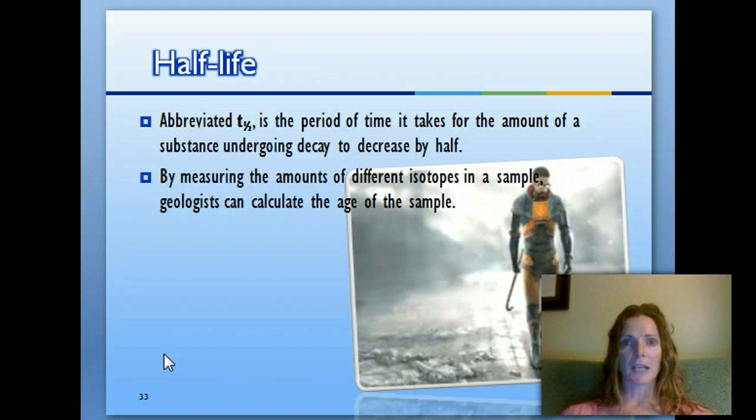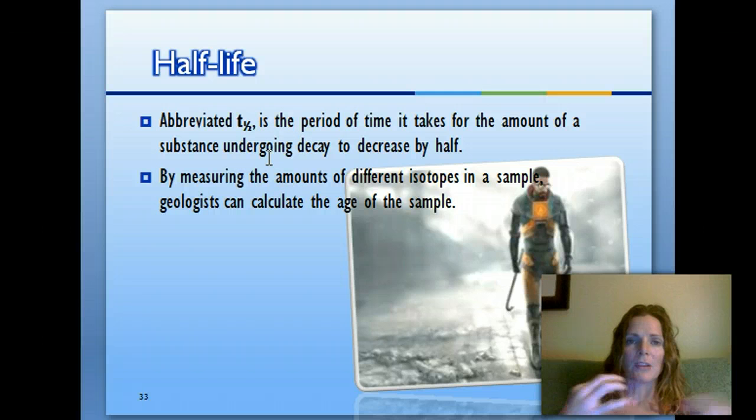So half-life, again, I want you to know this term, but I'm not going to have you calculate stuff. But I want you to understand what half-life is. It's abbreviated T and then this little subscript, 1/2, okay? It's the period of time that it takes for the amount of a substance undergoing decay to decrease by half. That's it. Understand that definition.